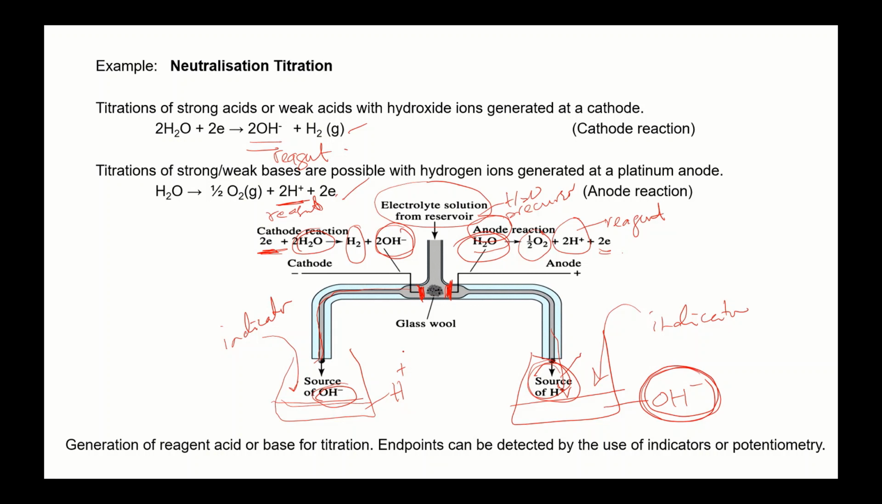On this side, you can also use the reagent hydroxide to determine the acidity of your solution. So what are the precursors for both reagents, hydroxide and proton? The precursor is water, a very simple precursor used to produce H plus and hydroxide as reagent. This is called coulometric titration.